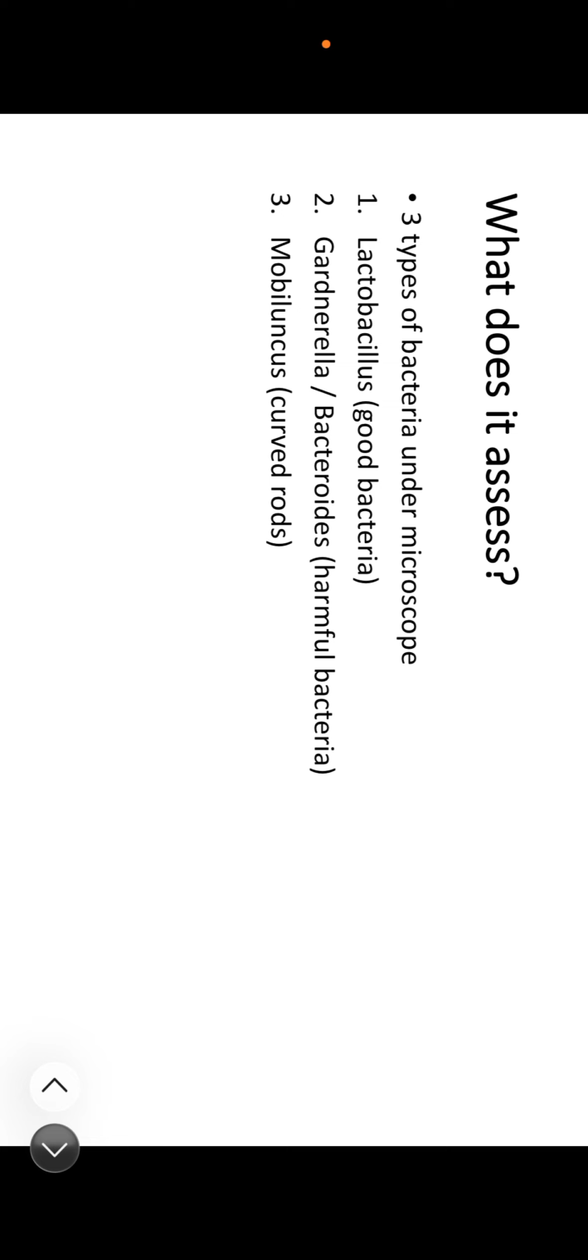But if we see short gram negative bacilli or gram negative cocobacilli, which are of pink color, then this is indicative of Gardnerella or Bacteroides, which are harmful bacteria. And if the small gram negative bacilli are of curved shape, then it is indicative of Mobiluncus. So again these are the cause of bacterial vaginosis. This can be assessed under the microscope while examining the slide.